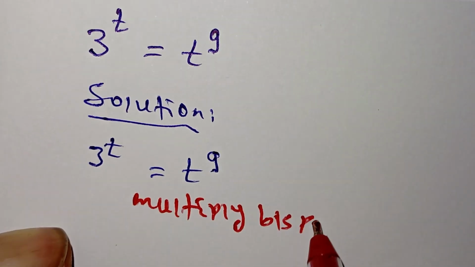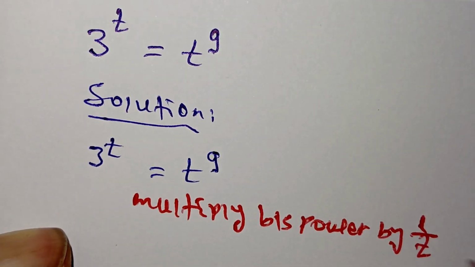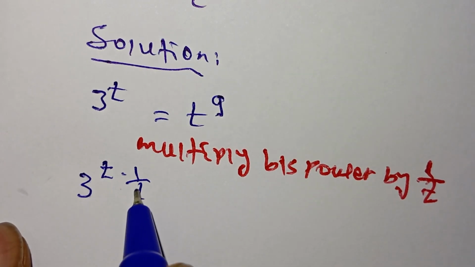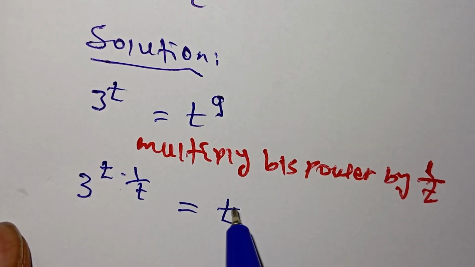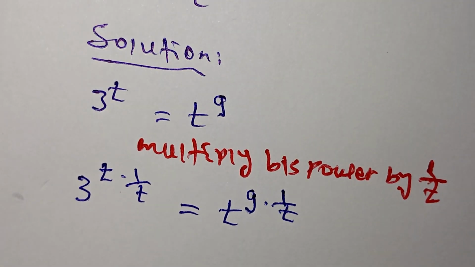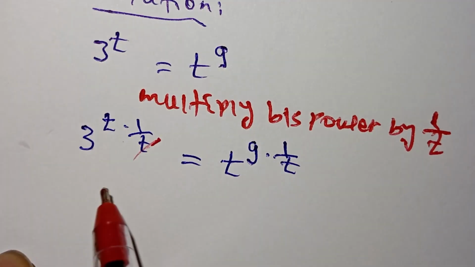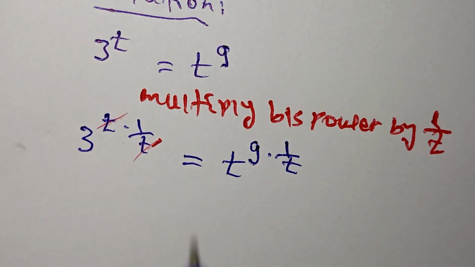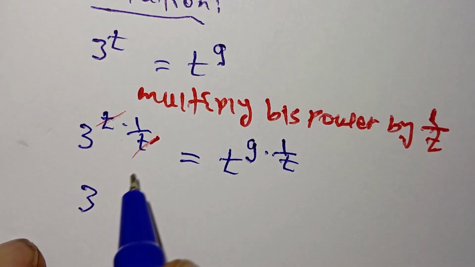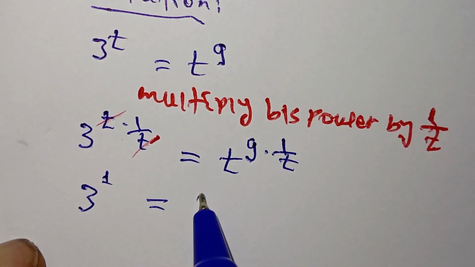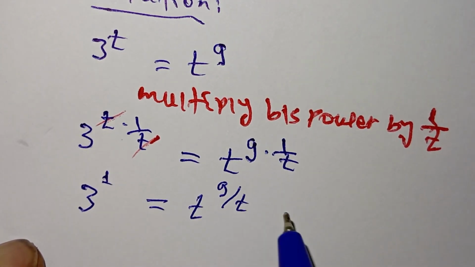Multiply the powers by 1 over t. 3 to the power of t times 1 over t is equal to t to the power of 9 times 1 over t. So this t cancels with this t, and 3 to the power of 1 is equal to t to the power of 9 over t.